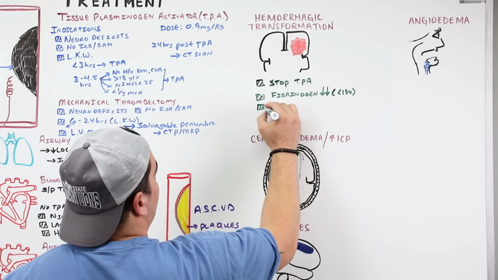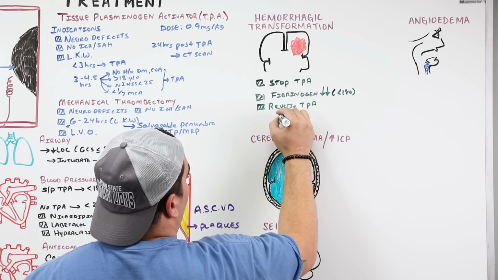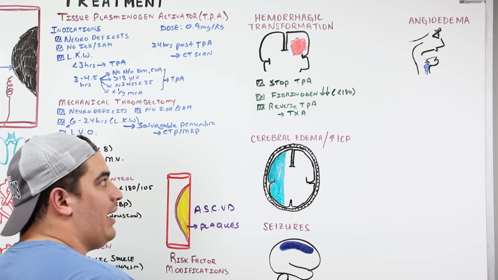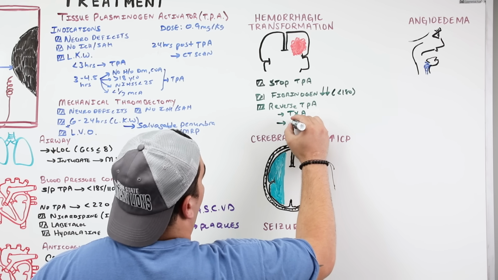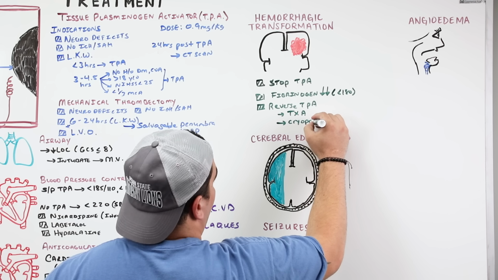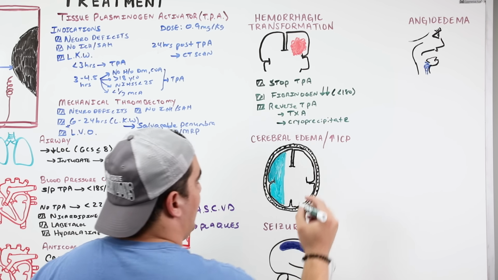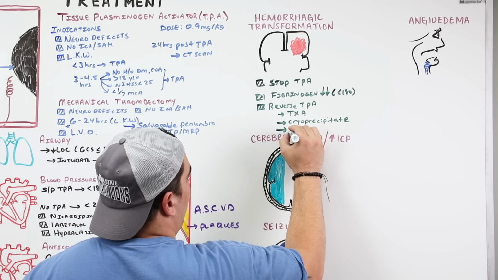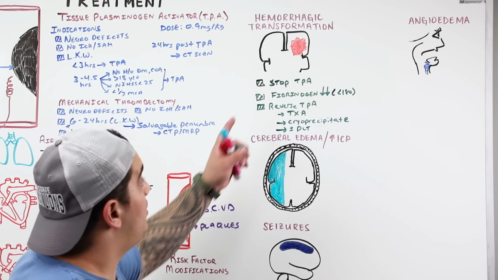So how do we reverse TPA? What are the things that we give? The baseline thing you need to remember is you have to give TXA, tranexamic acid. You give it as a 1 gram bolus and then another gram a little bit later. The other one is cryoprecipitate. Some people may only give the TXA, but cryoprecipitate has fibrinogen in it, so that may help as well. And sometimes the protocols even call for platelet transfusions, so you can consider that as well. But these are the big things.